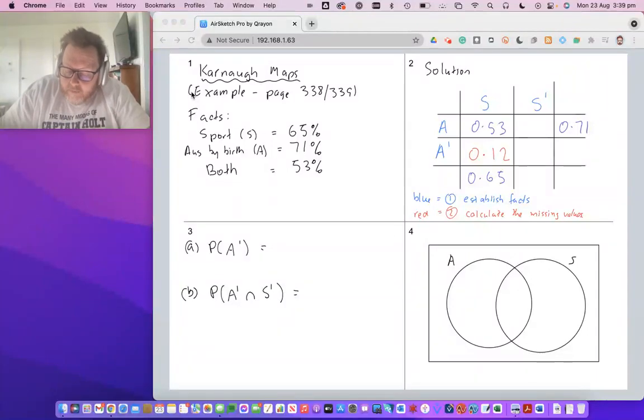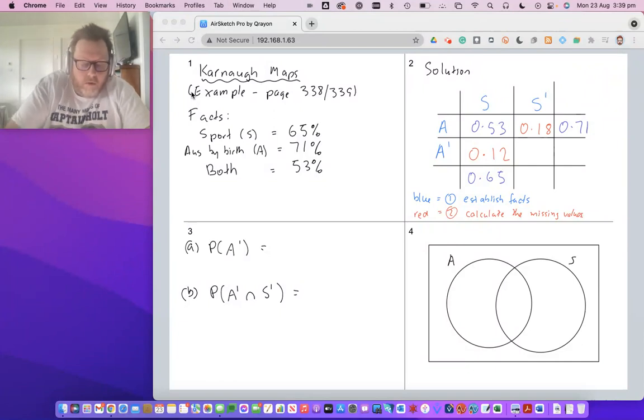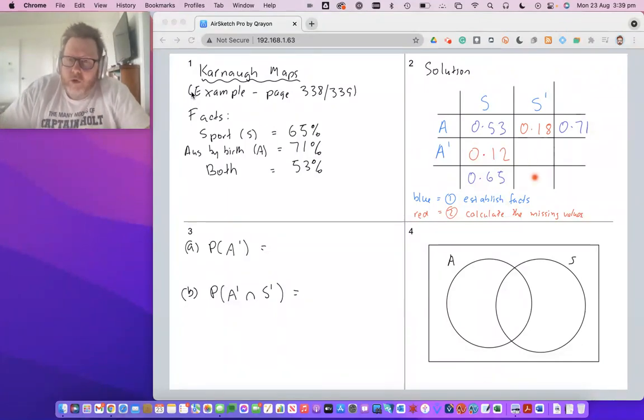Plus I've got another one here, 0.53, plus another, let me see now, 0.2 will get me to 0.73, wouldn't it? So it must be 0.18. 68, 71, yep. Is another one figured out here, like so. So that's pretty good, but I've still got 2 gaps here and 2 gaps here.